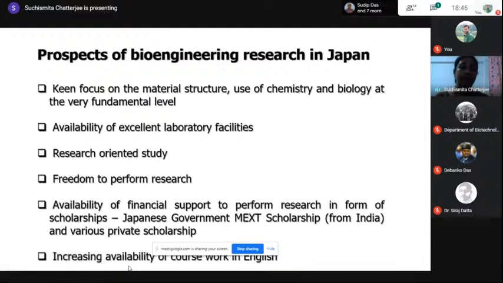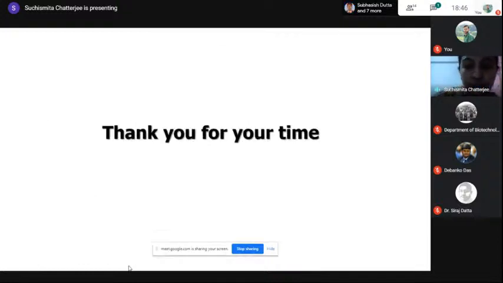And you can get a fellowship, like the MEXT fellowship, which is already available to Indian students. You can apply there. There are various fellowships here, and every university has its own fellowship. So if you perform well, you will definitely get a fellowship. And now there is increased availability of English coursework, because previously when I joined here there was not much scope, but now almost every university has arranged English coursework, so there is no problem continuing master's and PhD here. Thank you very much for your time and patience.